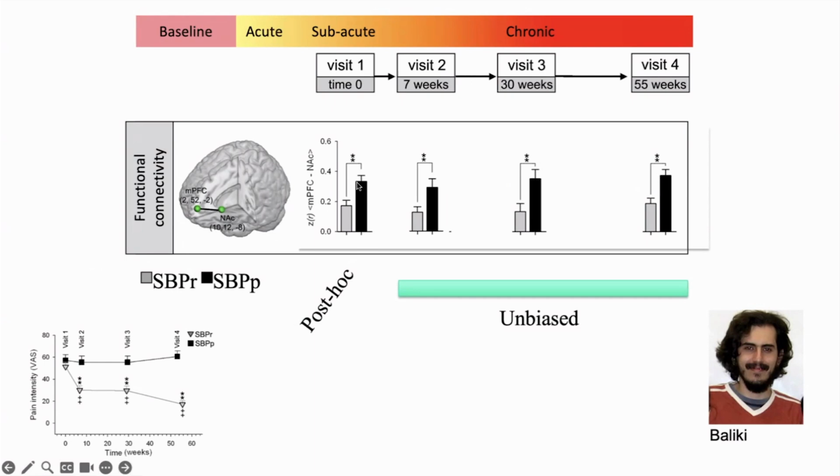That relationship is high at time zero in the subjects who in the future will become persisting in comparison to the ones who are recovering. And that relationship stays constant over the whole 1 year, even though the pain is changing in one group and it's not changing in the other group. So it's independent of the pain, but yet it's predicting who will develop pain versus who will not develop pain.